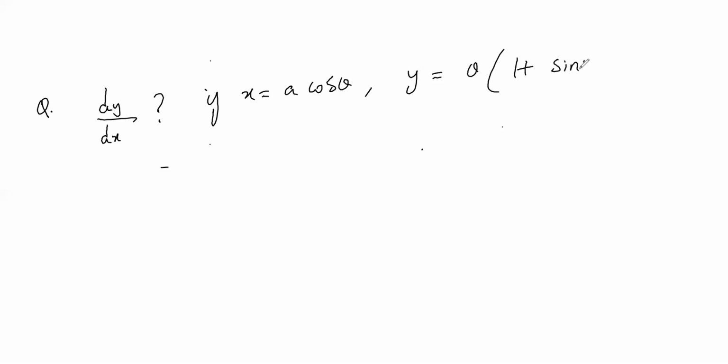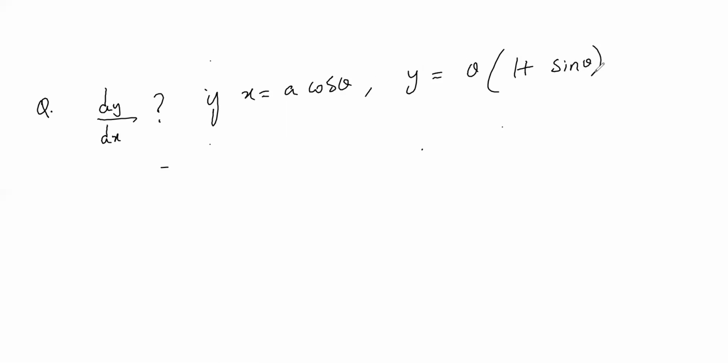Find dy by dx, if x is equal to a cos theta and y is equal to theta into 1 plus sine theta.